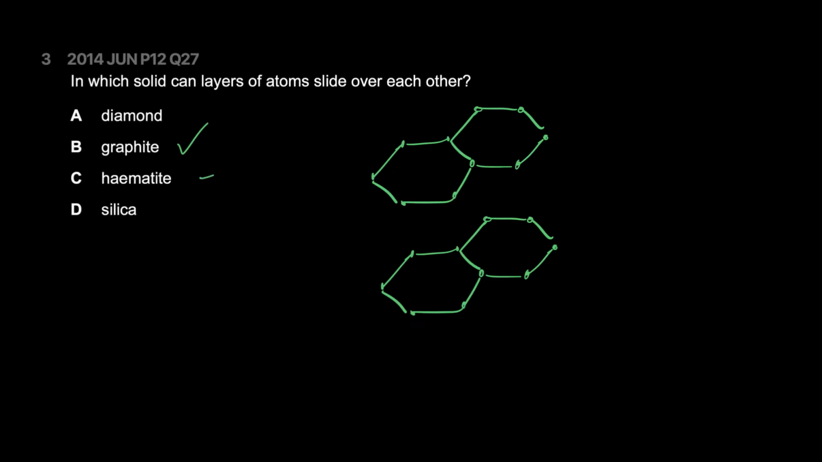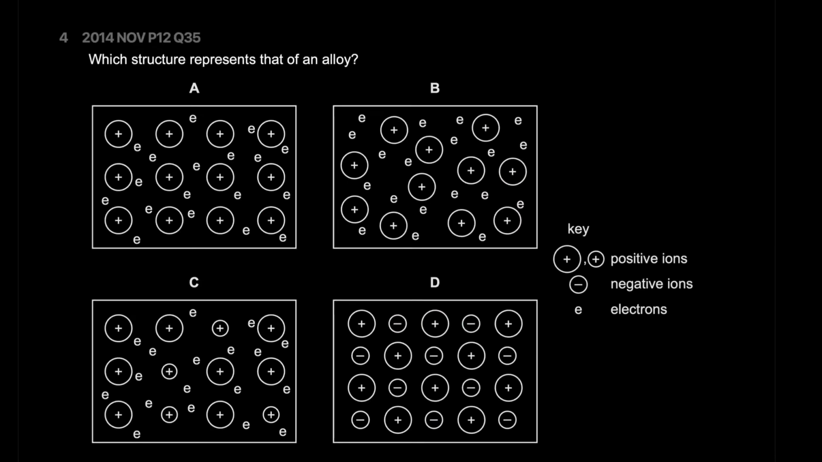Hematite, you probably haven't heard, is just iron oxide. That's a fancy name for it. Silica is sand, and that's also not the case. Silica and diamond have very similar structures. Graphite is the only exception to our 3 case studies that we do for giant covalent structures, which are diamond, silica, and graphite. Diamond, sand, graphite. So our correct answer is B for today. This is an easy question, but a lot of people get this wrong.